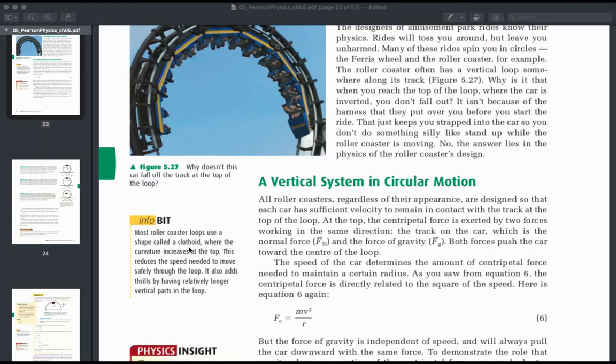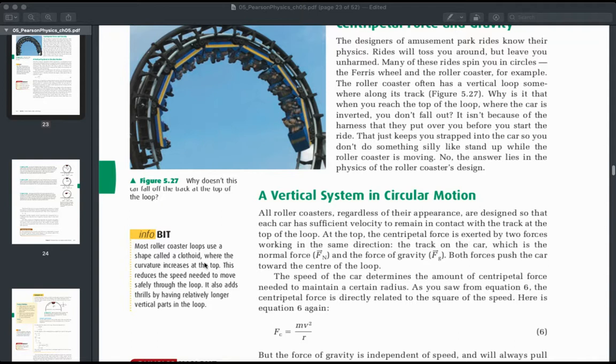Roller coaster loops use a shape called a clothoid, where the curvature increases at the top. This reduces the speed needed to move safely through the loop, because if you weren't moving fast enough, you could just fall out of the loop. It also adds thrills by having relatively longer vertical parts in the loop.